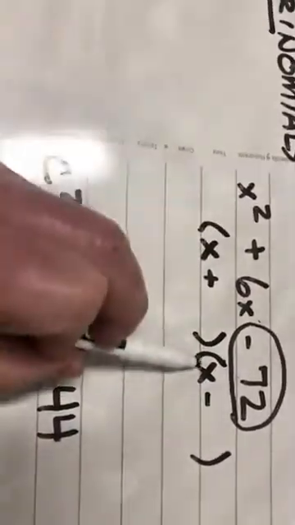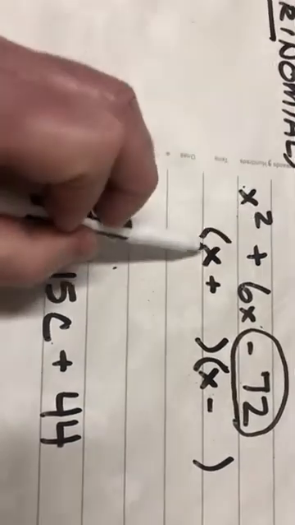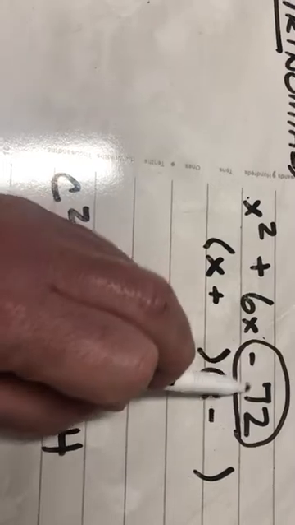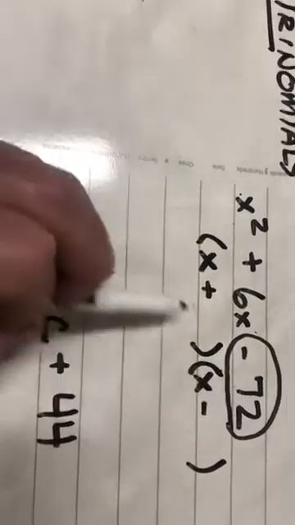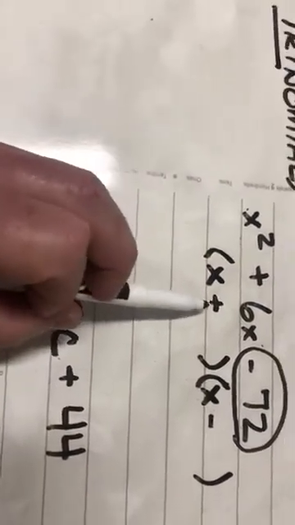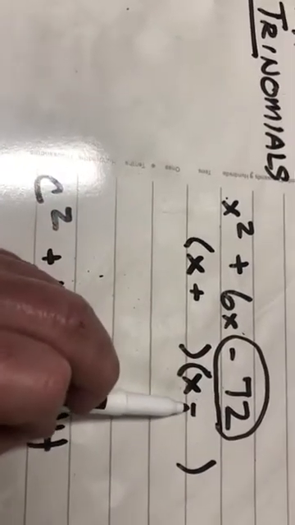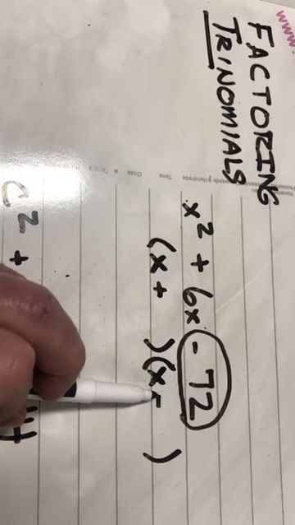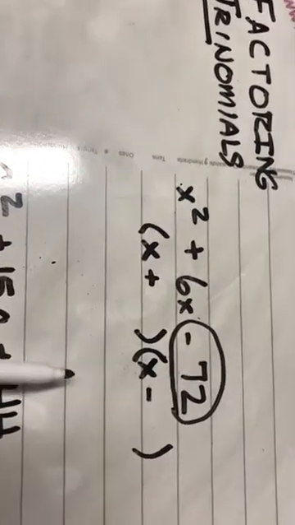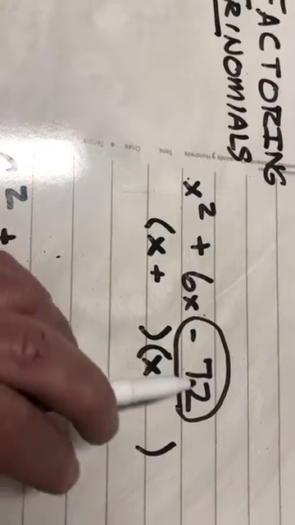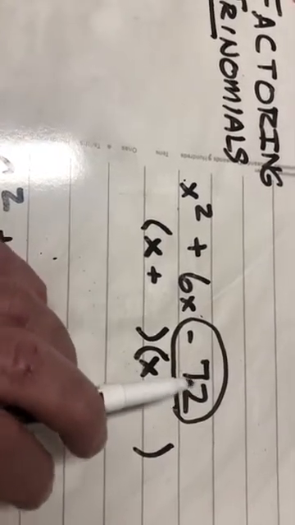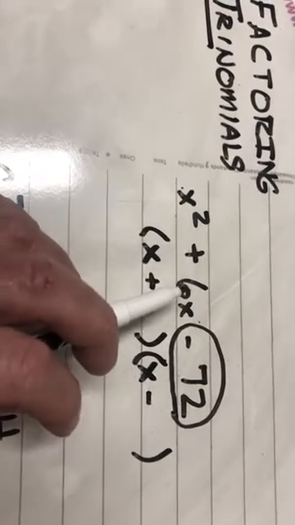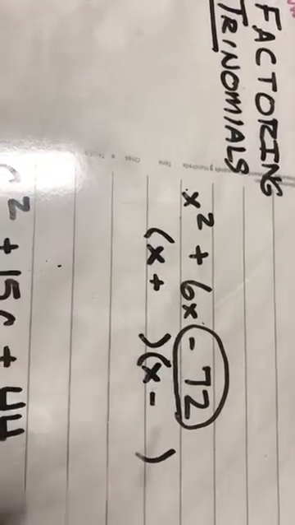I'm going to have x and x because of the x squared. So that's understood. But the fact that the two numbers multiplied together have to be a negative 72, one of them is going to be a plus, and one of them is going to be a minus. Okay? So, here we go. I'm thinking, okay, I've got to get multiplication problems that equal 72, but then when those two numbers are added together, it equals a positive 6.